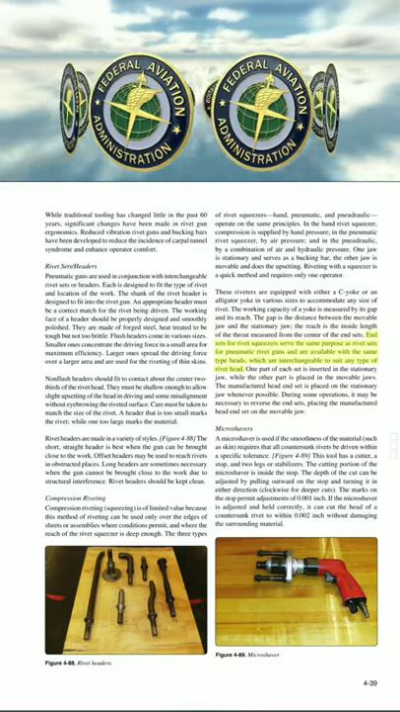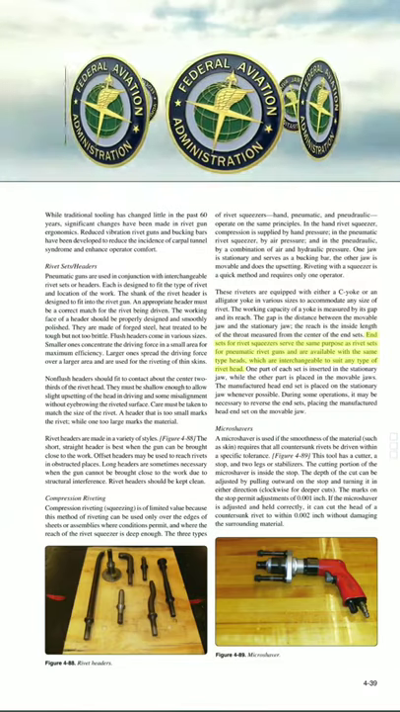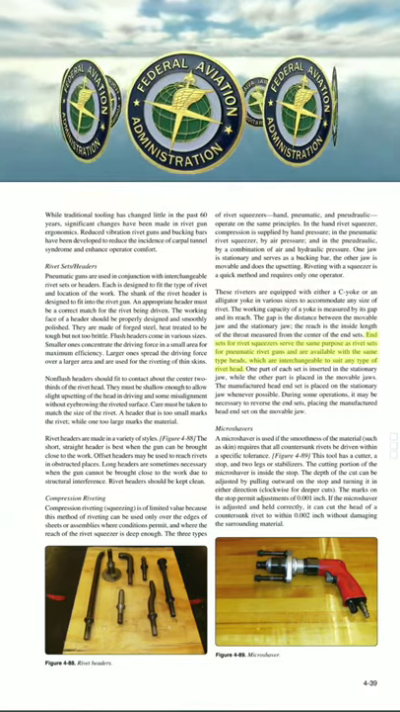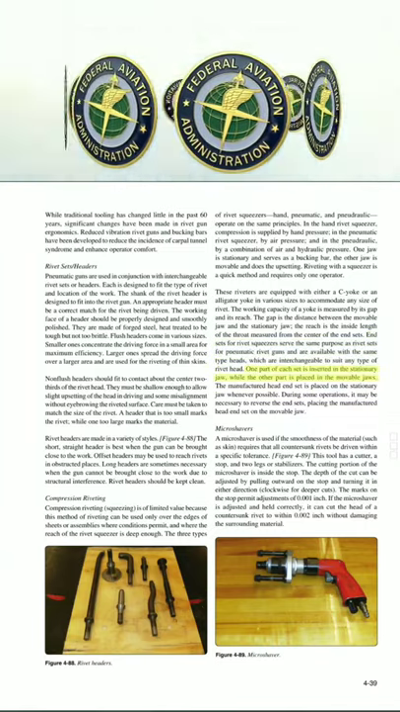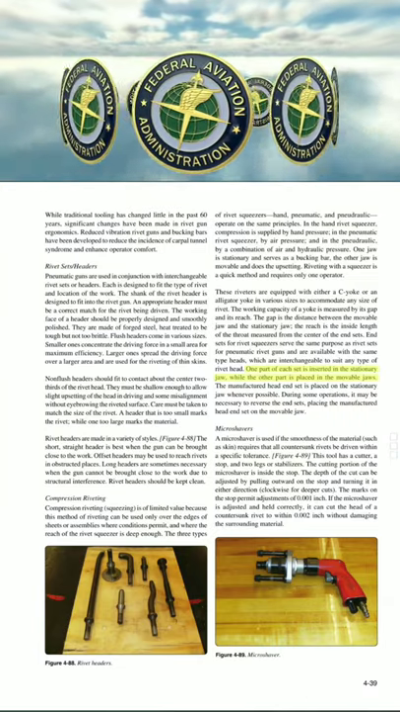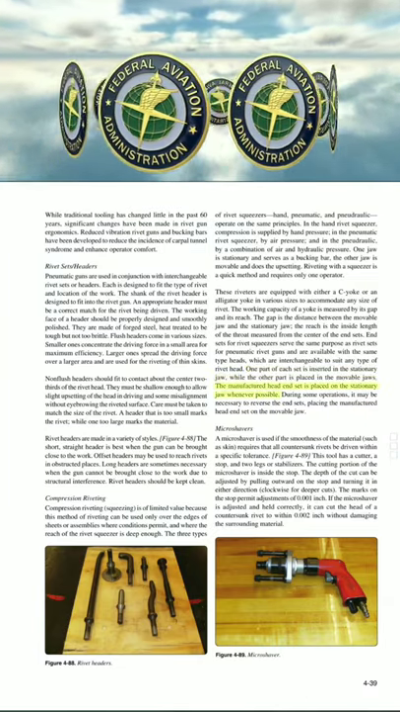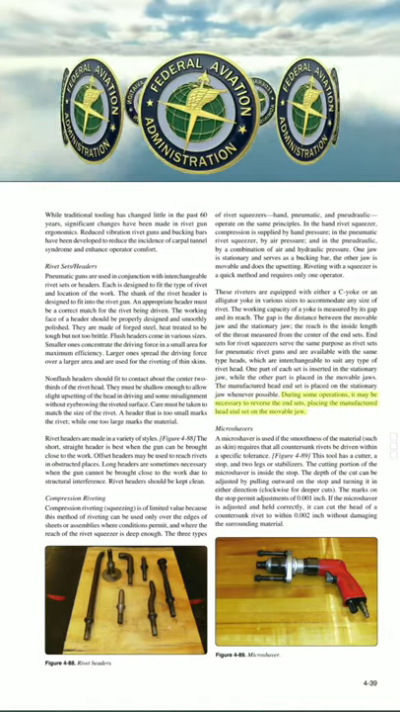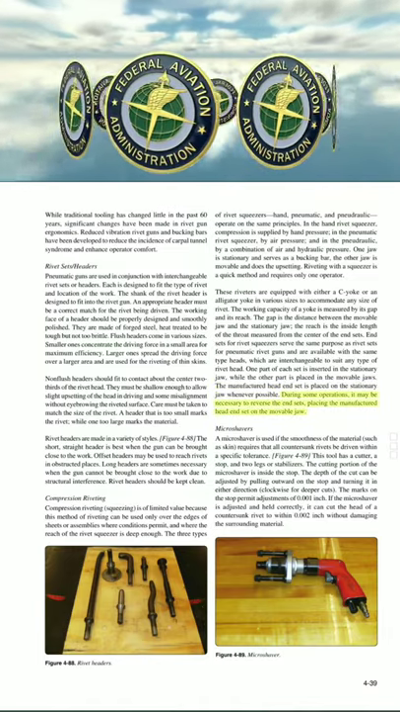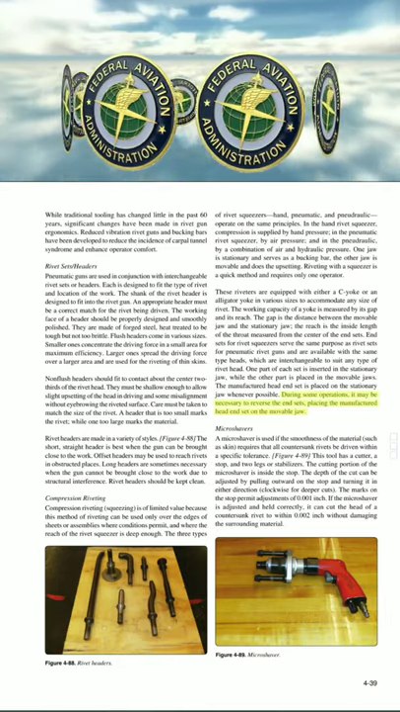End sets for rivet squeezers serve the same purpose as rivet sets for pneumatic rivet guns and are available with the same type heads, which are interchangeable to suit any type of rivet head. One part of each set is inserted in the stationary jaw, while the other part is placed in the movable jaw. The manufactured head end set is placed on the stationary jaw whenever possible. During some operations, it may be necessary to reverse the end sets, placing the manufactured head end set on the movable jaw.